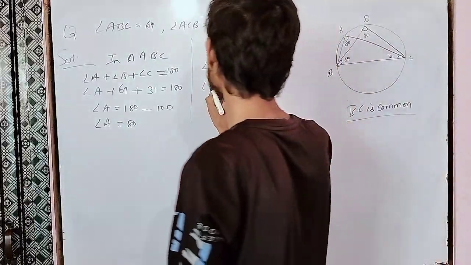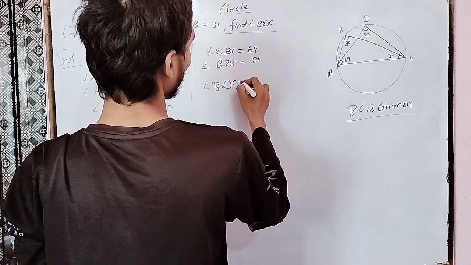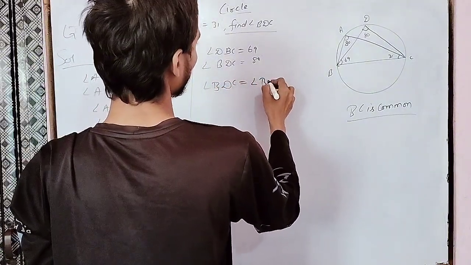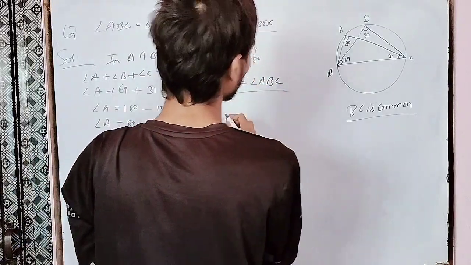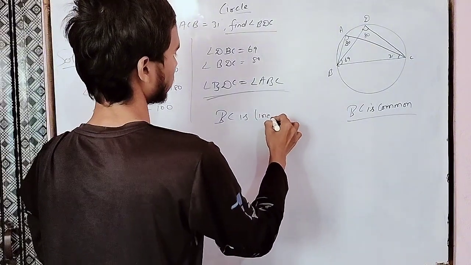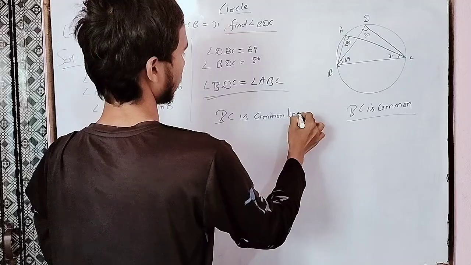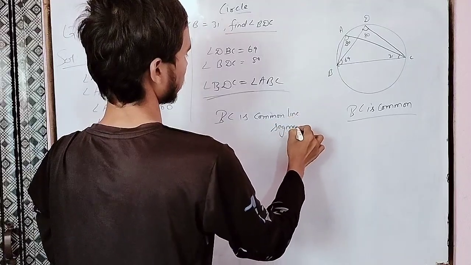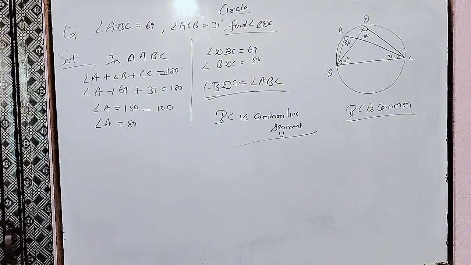So here angle BDC is equal to angle ABC because BC is a common line segment. That's why. That's how you will find it. Next question.